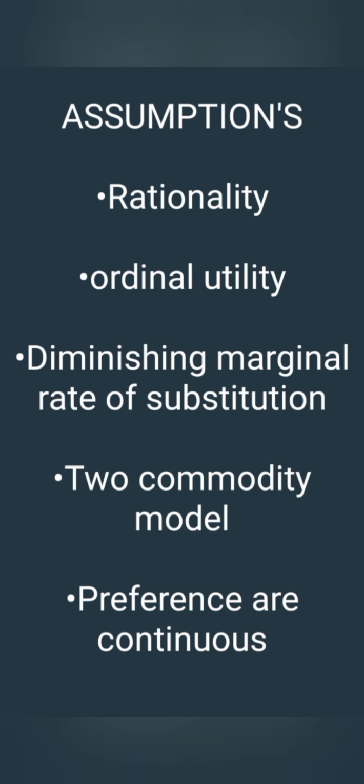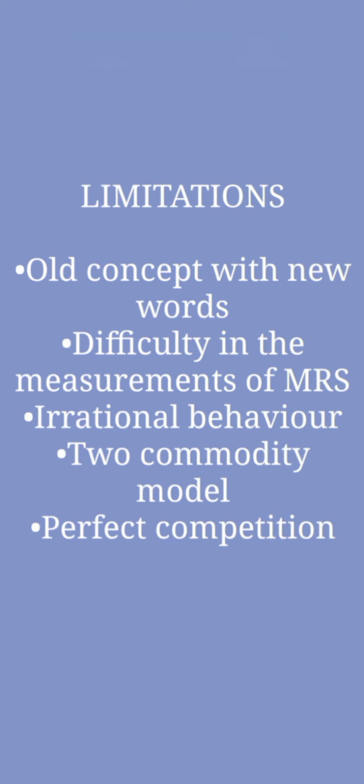Now move toward the next step of the question, that is the limitations. What are the limitations of this theory? Old concept with new words. Difficulty in the measurement of marginal rate of substitution. After that, irrational behavior, then the two commodity model, then perfect competition. These are all from my side.